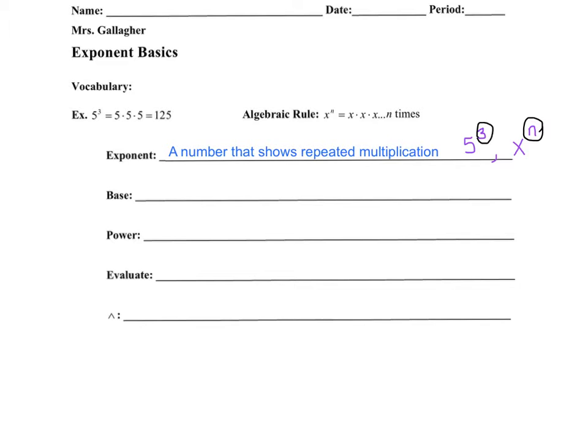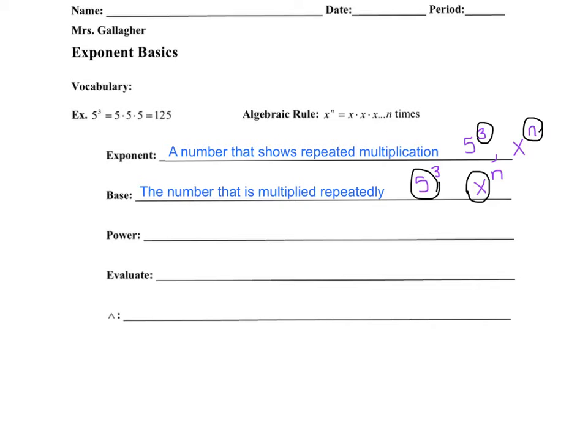Let's look at our next term. It says base. The base is the number that is being multiplied repeatedly. Back to our two examples above, we have 5 to the third power. So your base is the number that's being repeated. Therefore, 5 is your base. For the algebraic, x to the nth power, your x is the number that's being repeated.